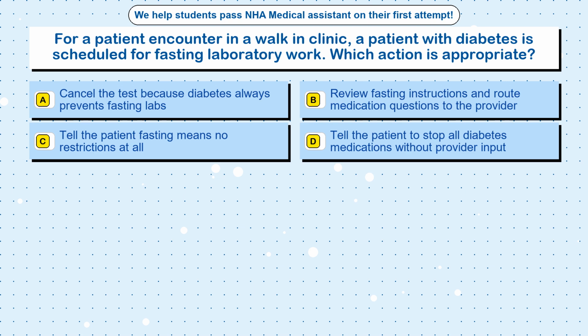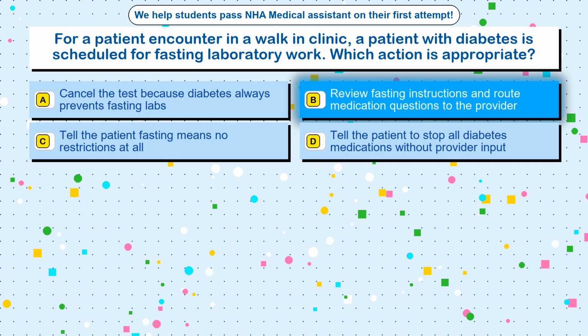Question 52. For a patient encounter in a walk-in clinic, a patient with diabetes is scheduled for fasting laboratory work. Which action is appropriate? Option A, cancel the test because diabetes always prevents fasting labs. Option B, review fasting instructions and route medication questions to the provider. Option C, tell the patient fasting means no restrictions at all. Option D, tell the patient to stop all diabetes medications without provider input. The correct answer is option B.